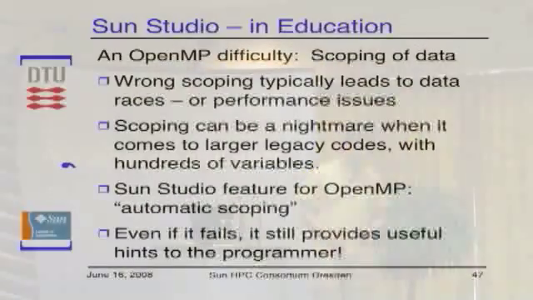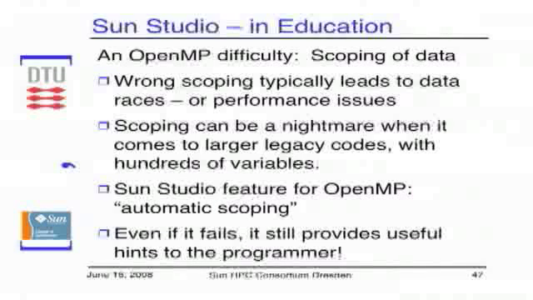One issue in OpenMP is scoping of data, and it's very important that you scope your data the right way. Wrong scoping typically leads to data races or performance issues. Typically what we do in the course, those are programs the students write themselves. But if you're working with large legacy codes where you have to think about the scoping of hundreds or thousands of variables, that can be a nightmare.